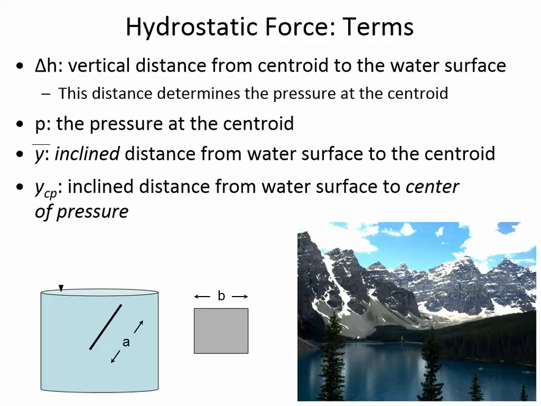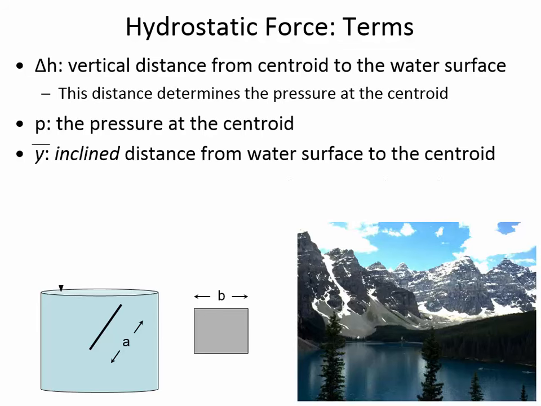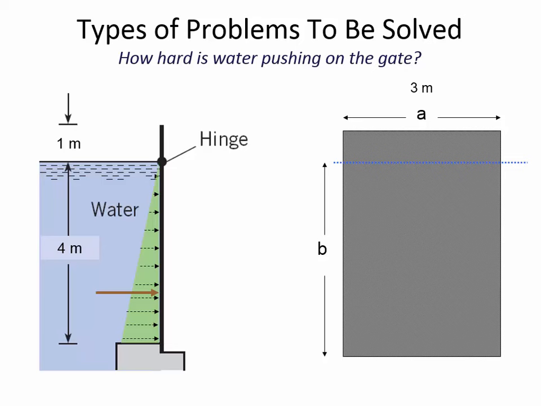YCP is the distance from the water surface to the center of pressure. Centroid is the center of area. Center of pressure is different. Let me bring back the previous slide we were just looking at and see if we can figure out where the center of pressure is.